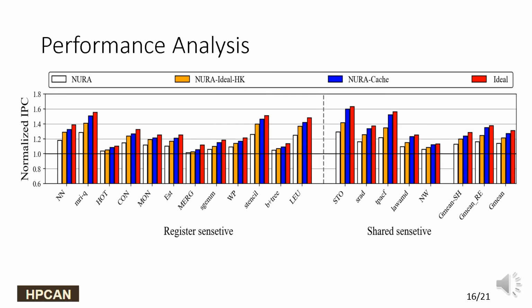This figure shows the relative performance improvement gained by NURA, NURA Cache, NURA Ideal HK, and Ideal normalized to baseline. We observe that NURA, NURA Cache, NURA Ideal HK, and Ideal improve the average performance by 13%, 21%, 27%, and 31% compared to baseline respectively. And the performance of NURA is within 4% of Ideal, which clearly shows that the latency of accessing remote register file or shared memory is effectively tolerated using NURA mechanism.